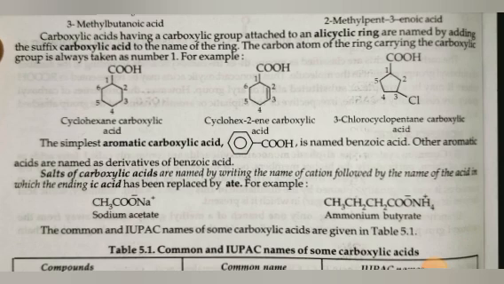The simplest aromatic carboxylic acid is benzoic acid. Other aromatic acids are named as derivatives of benzoic acid. Salts of carboxylic acids are named by writing the name of the cation followed by the name of the acid in which the ending ic acid has been replaced by ate. For example, sodium acetate, ammonium butyrate.